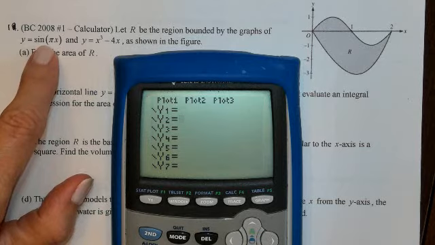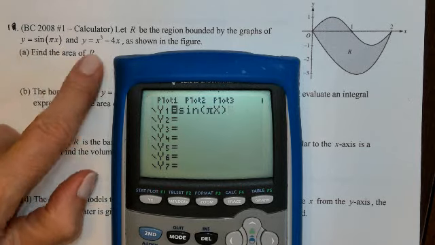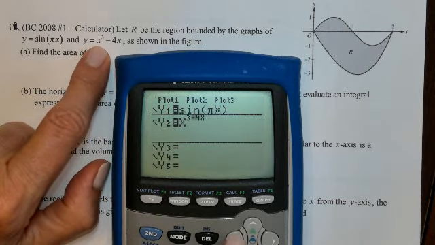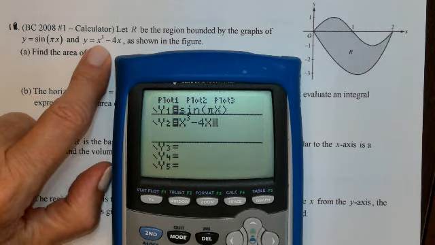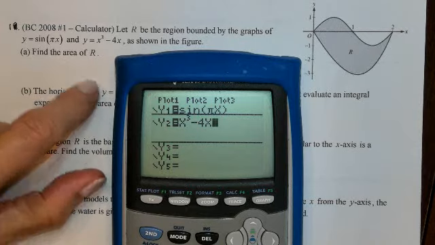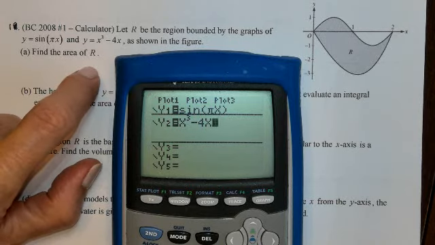So for y1, I'm going to put the sine of pi x. And for y2, I'm putting x cubed minus 4x. Now, double check this and make sure that you put it in correctly. Because if you don't put it in correctly, every answer will be wrong. And you don't want that to happen. And there's nothing I can do about that if every answer is wrong. You just can't get those points.